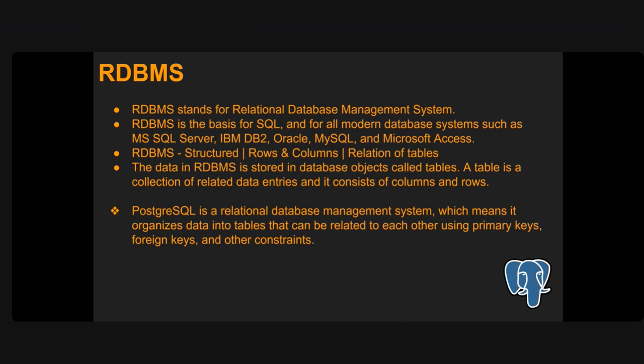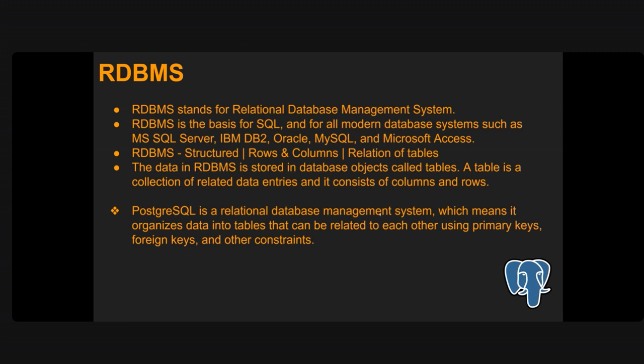All the data in an RDBMS is stored in database objects called tables. A table is a collection of related data entries. Data entries means rows. You will have rows like 1, 2, 3, 4. And when the entire data is populated, it comes in the form of columns and rows. Columns are your heading, same as Excel. You get a heading, and below that you get your data rows.